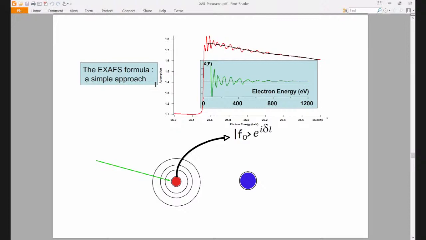I mean, its wave function is not destroyed, is not really perturbed, it's just shifting the phase. Because the process is elastic, it just shifts the phase of the wave, a little bit of phase shift, and the amplitude does not change, it's just changing the phase.